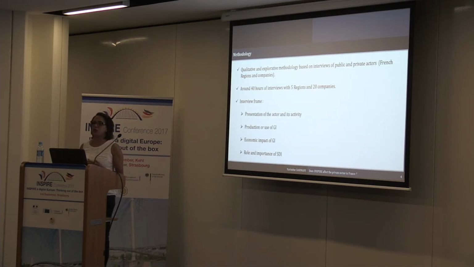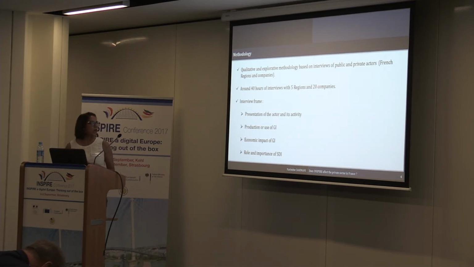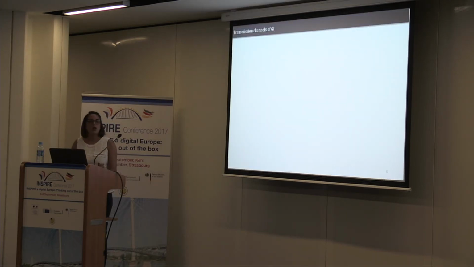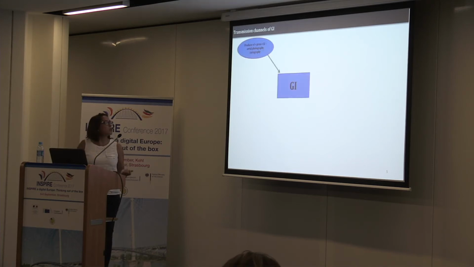We begin with the presentation of the actor and its activity. Then we ask questions about the production or the use of geographical information in the activity of the actor. To finish, we investigate the economic impact of geographical information and the role and importance of regional spatial data infrastructure. To represent the result, we built this scheme.